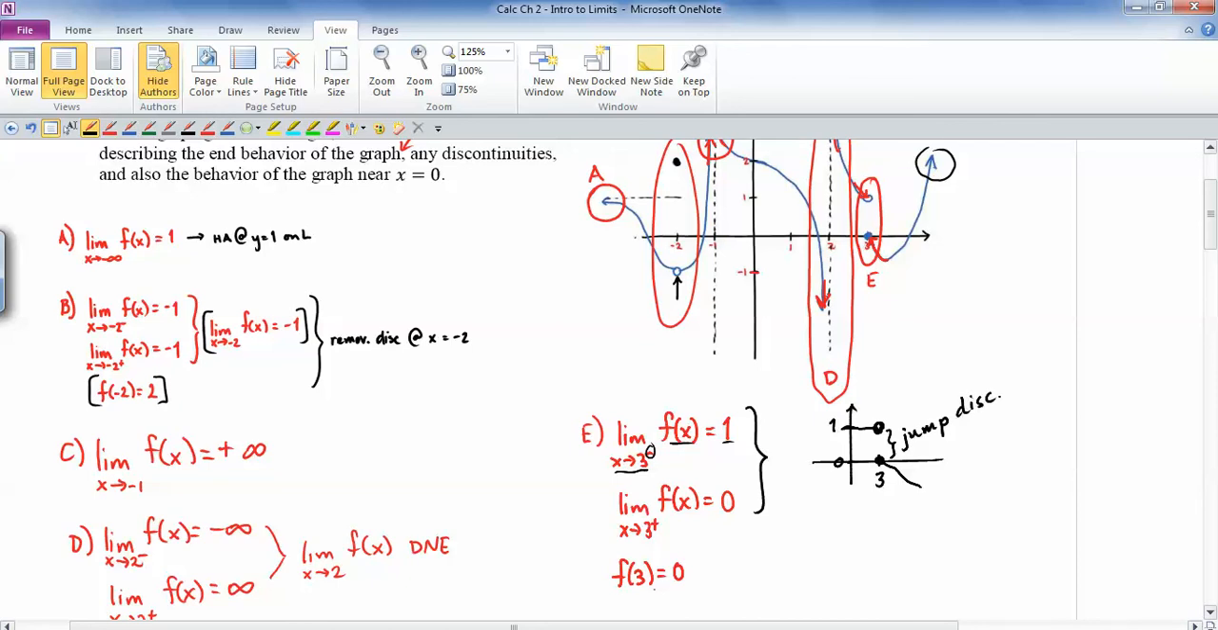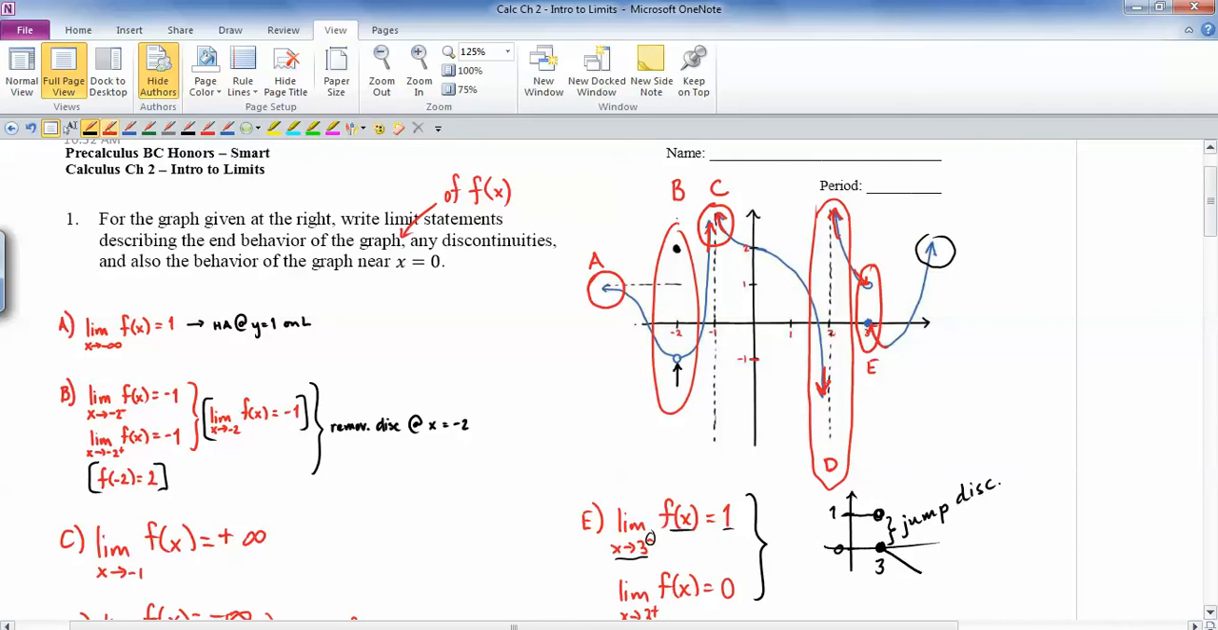And it doesn't even matter if that hole's filled in or not. It could look like this, and it would still be a jump discontinuity. It just so happens that since the value is also 0 there, you can fill in that one hole. Okay. Let's look at the end here, F. So that's going to be the limit as x gets bigger and bigger and bigger, the value of the function also gets bigger and bigger and bigger.